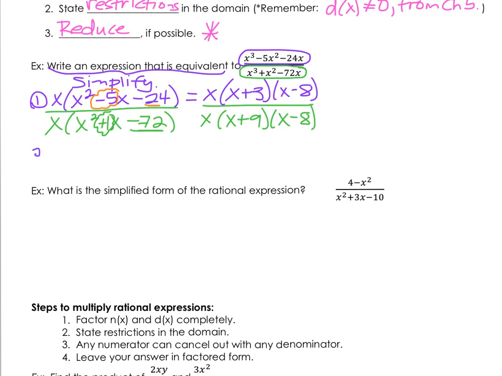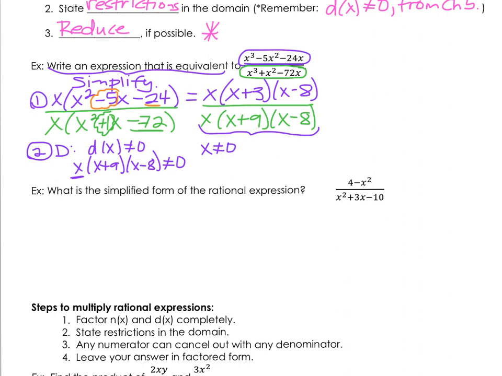Step 2, we have to state restrictions for our domain. And remember, the rule for the domain is that the denominator can't equal 0. Well, if you notice, we've got 3 parts to our denominator. I'm just literally going to plug in that whole thing: x times x plus 9 times x minus 8 can't equal 0. And then we just set each part equal to 0 separately. The outside x right away can't equal 0. That's pretty easy. If we say x plus 9 can't equal 0, then x can't actually equal negative 9.